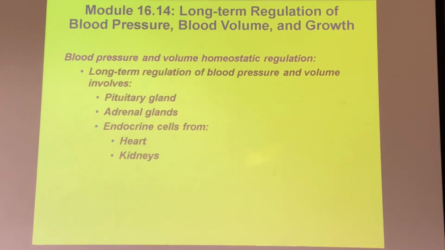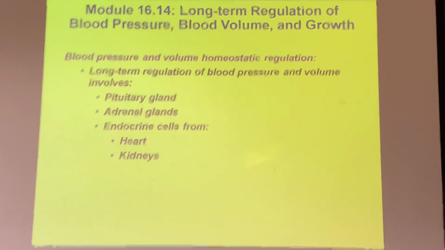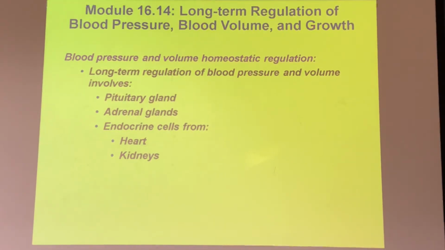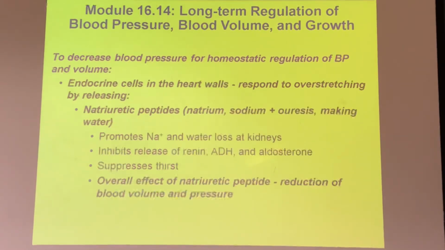These are the more important things now, so that whatever you learn about the physiology of the body. So long-term regulation of blood pressure and volume involves the pituitary gland, adrenal gland, and endocrine cells from the heart and kidney. Remember, these are two organs, for example. Their primary role is not to produce hormones, but the secondary role is to produce hormones.